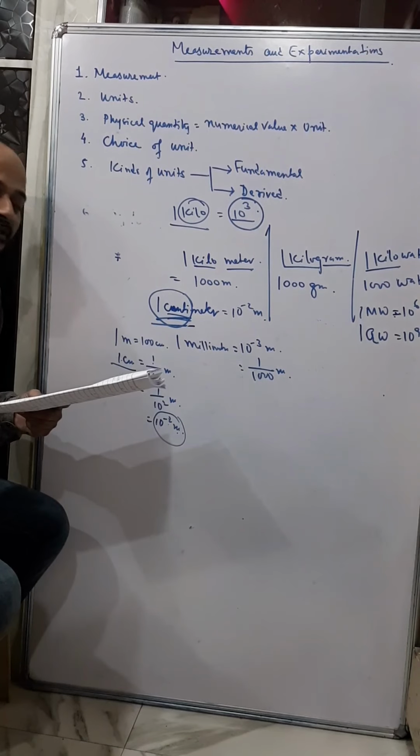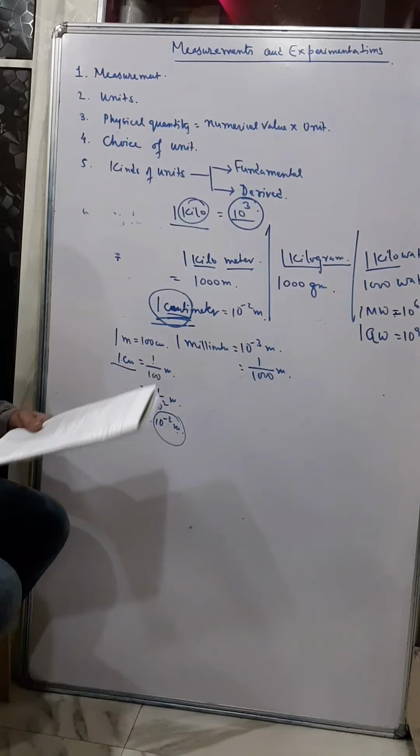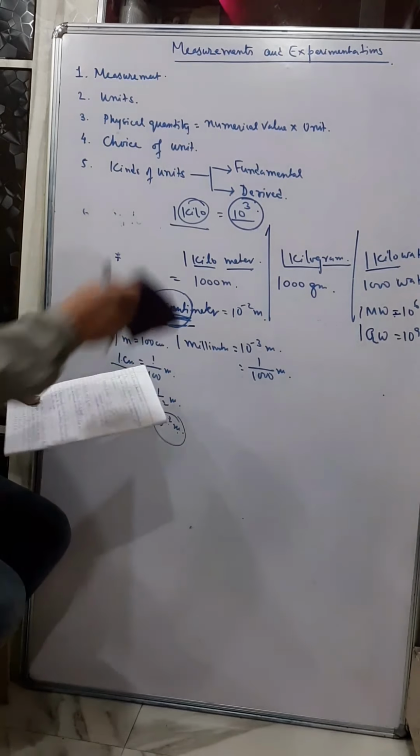So what is 1 meter? 1 meter is defined as the distance traveled by light in 1 by 299,792,458 of a second in air or vacuum. Now this is the latest definition. Now this value, in fact, relates to the speed of light.